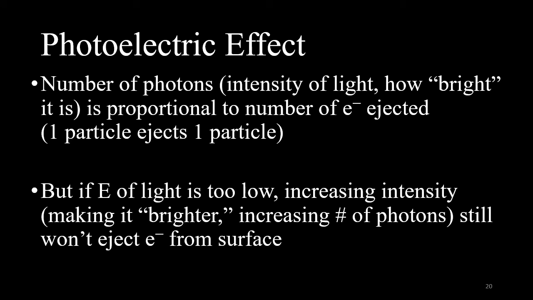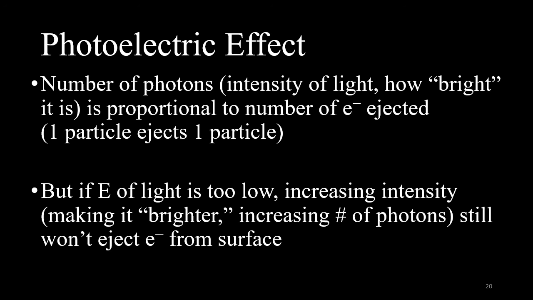So for example, the number of photons, which is like how bright the light is, the intensity of light, is the number of photons. The number of photons is proportional to the number of electrons ejected. One particle ejects one particle. One photon hits one electron and bounces it out.